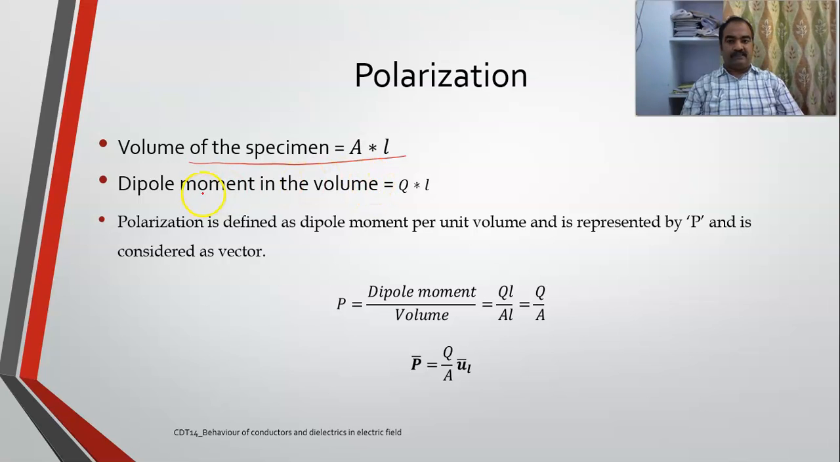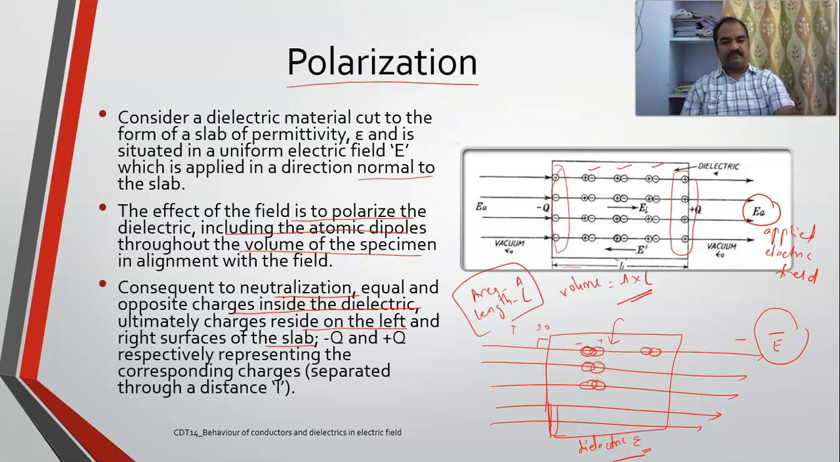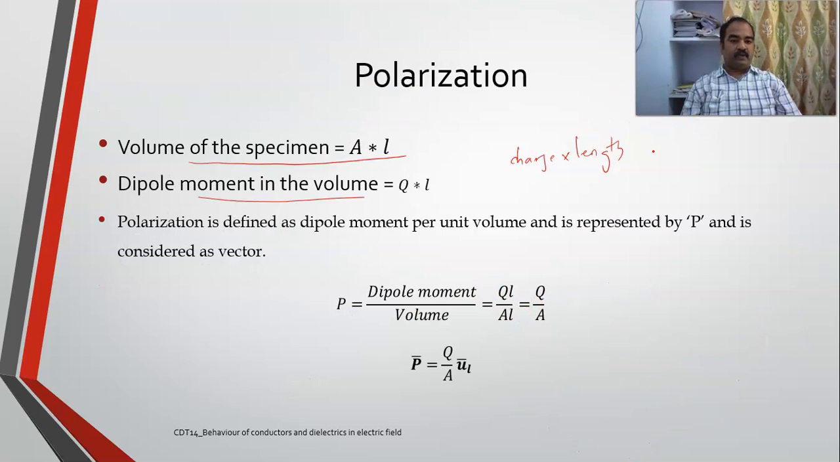Now, what is the dipole moment in the volume? You know the dipole moment is always equal to charge into the distance between the charges. Now you see the entire slab. This is minus Q and this is plus Q, and the separation between them is L. So I'll take this dipole moment as Q into L.